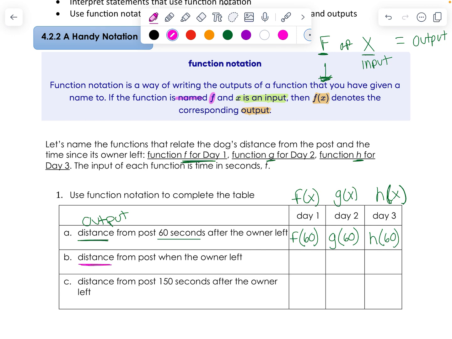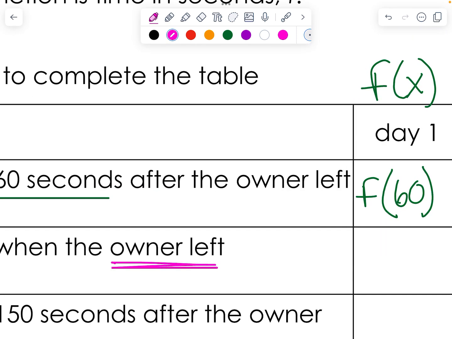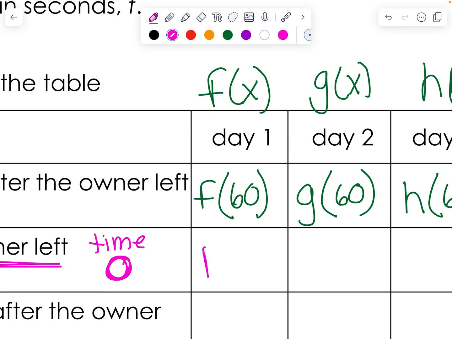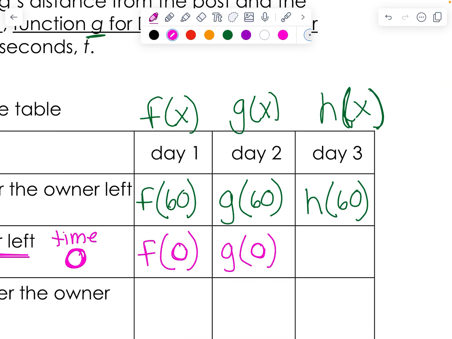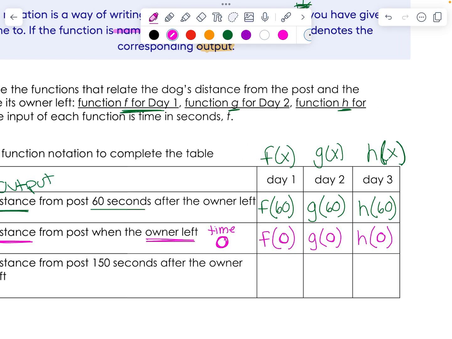The distance, again, is the output from the post when the owner left. So when the owner left, our input, or our time, is 0. So on day 1, or function f, what is the distance when time is 0? F of 0. Day 2, or function g, what is the distance when time is 0? G of 0. Day 3, or function h, what is the distance when time is 0? H of 0.